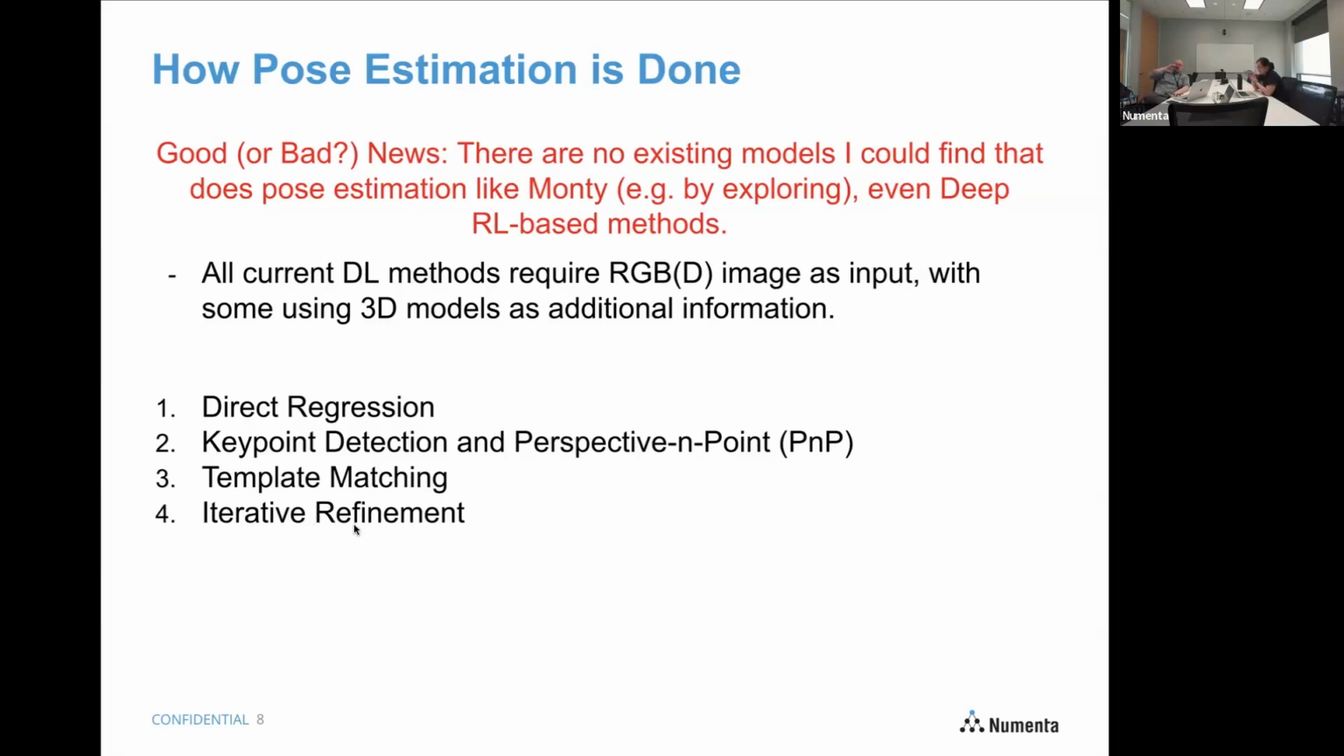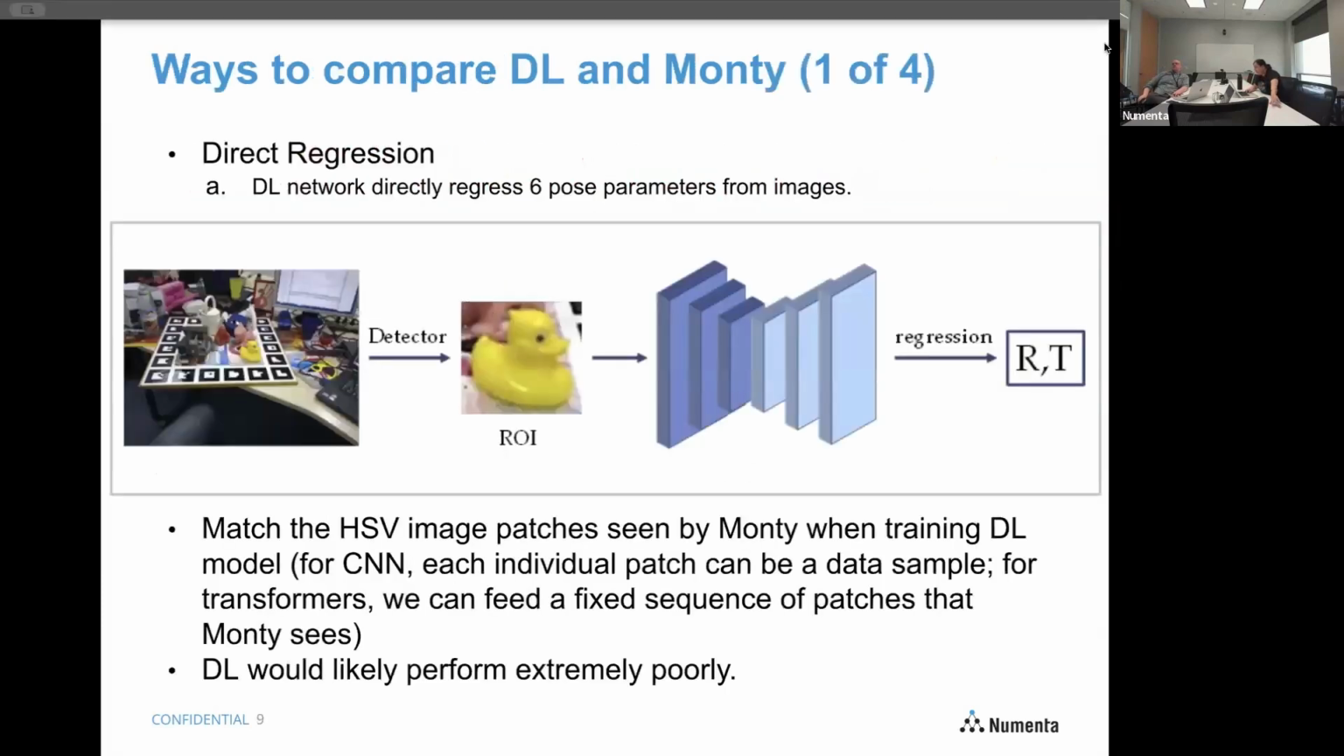So there are four different ways that pose estimation can be done: direct regression, keypoint detection, template matching, and iterative refinement. Direct regression is your brute force. You feed in your RGB or RGB-D data, and you just try to regress the 6 parameters that define the pose. This is probably the most deep learning brute-force way of doing it.